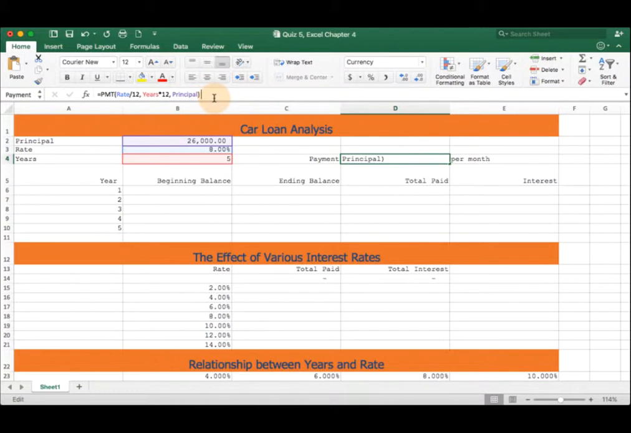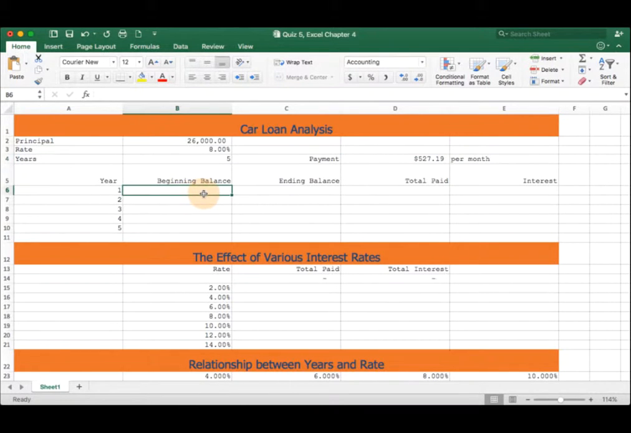There are many different ways you can convert it into a positive number. The simplest way to do it is putting a negative symbol in front of the PMT function. I have put a negative symbol in front of the entire function, so this will turn into a positive number. Your payment here, 527.19 per month, is going to be your monthly payment amount. Okay, check.